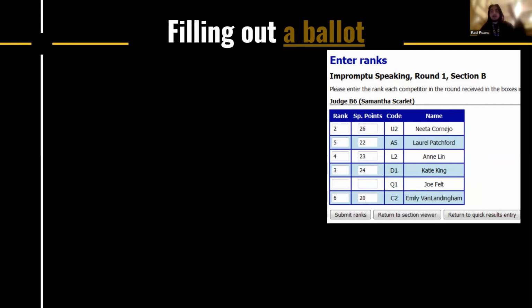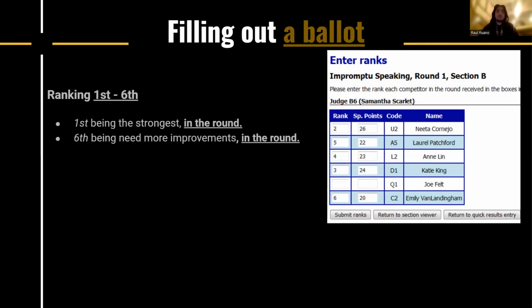It just makes sense that the person ranked number 1 should have the most speaker points in that round, and the person ranked lowest should have the lowest number of speaker points in that round. This will be exactly how it looks on your ballot in SpeechWire. Rankings are 1st through 6th, or 1st through 8th if you have 8 students in your round. First place is usually the strongest in the round. 6th place needs more improvement in the round, right?